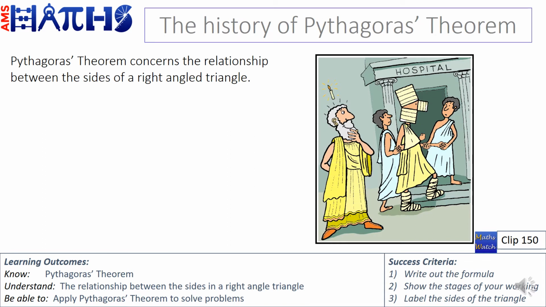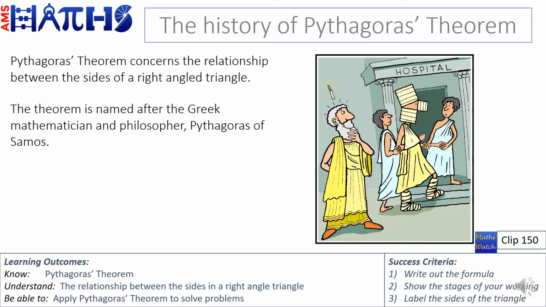Now, Pythagoras' theorem concerns the relationship between the sides on a right-angled triangle. As I said earlier, only right-angled triangles, okay? That's what the Pythagoras' theorem is linked to. Now, the theorem was named after a mathematician, Pythagoras of Samos.